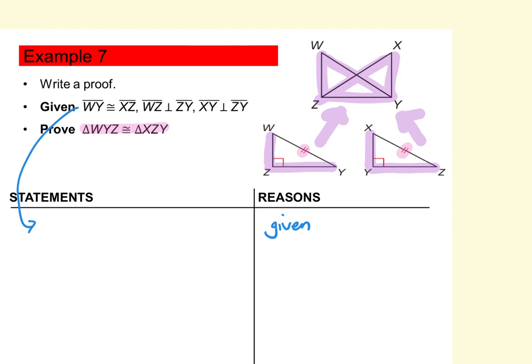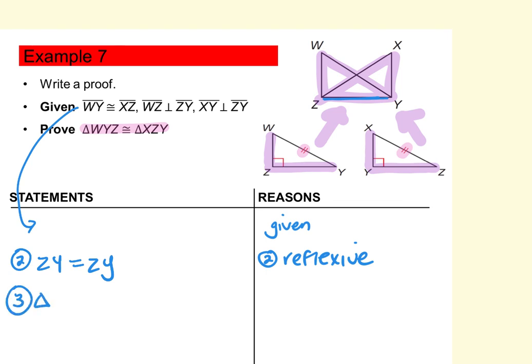Good. I got to show that two of those legs are congruent. How do I do that? Z and Y are equal there as well. This is the same side, right? We just split it apart, but it's the same side. Z and Y equals Z and Y. Good. ZY equals ZY, and what's that reason? Now I have enough information to show that triangles are congruent. And my reason, hypotenuse leg.